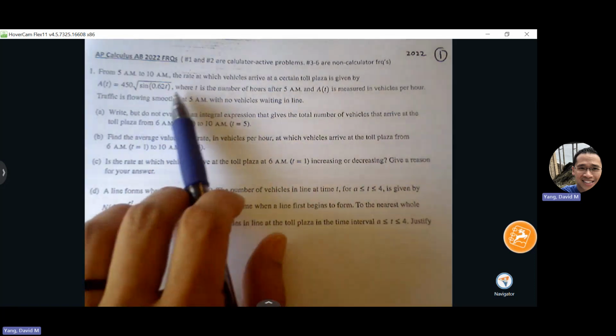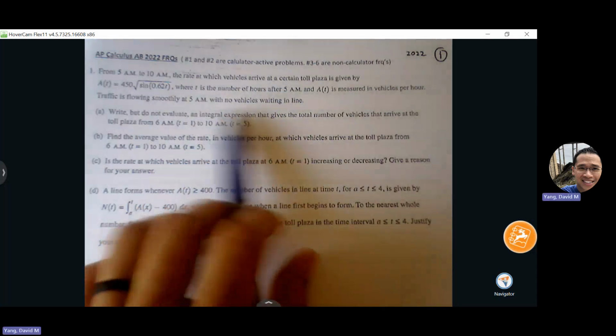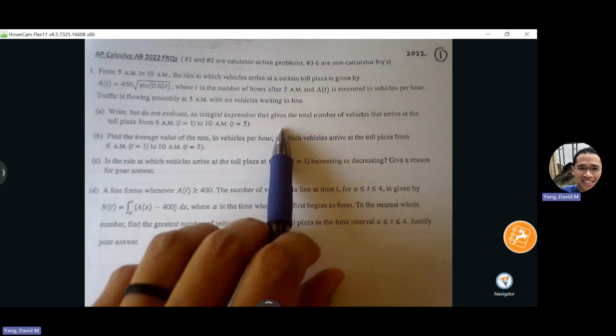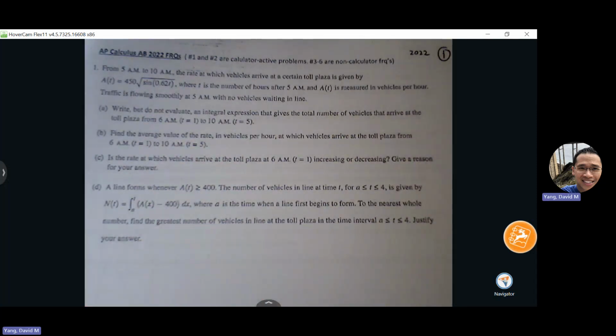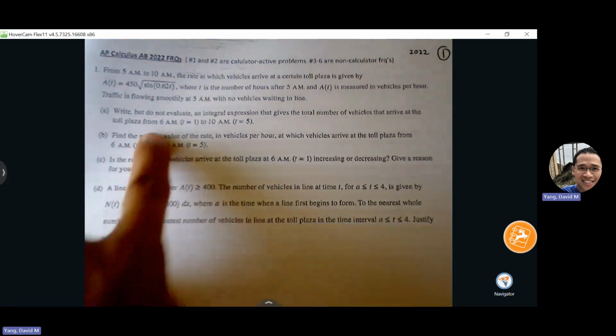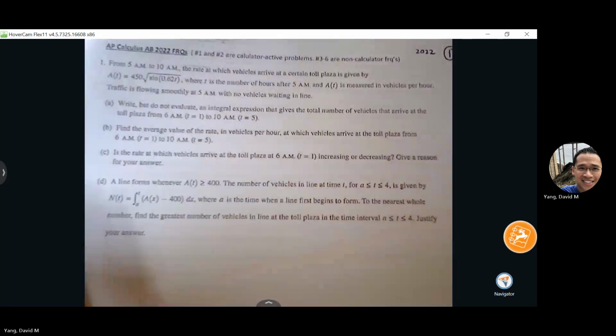Well, if I have vehicles per hour, I can use the integral and get that vehicles per hour up to the total number of vehicles, right? So part A is pretty straightforward. You're just doing the integral from 1 to 5 and just entering that into your calculator. Actually, we're not even solving here. We're just setting it up. So part A, we're just setting it up.